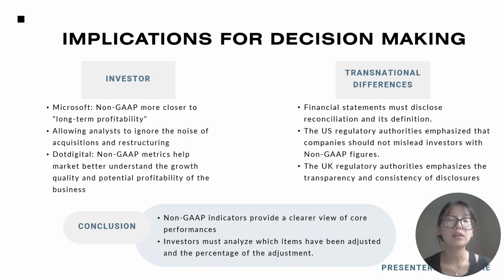The UK regulatory authorities, on the other hand, place greater emphasis on definition and transparency. Companies must explain how these indicators are calculated and why they are useful.